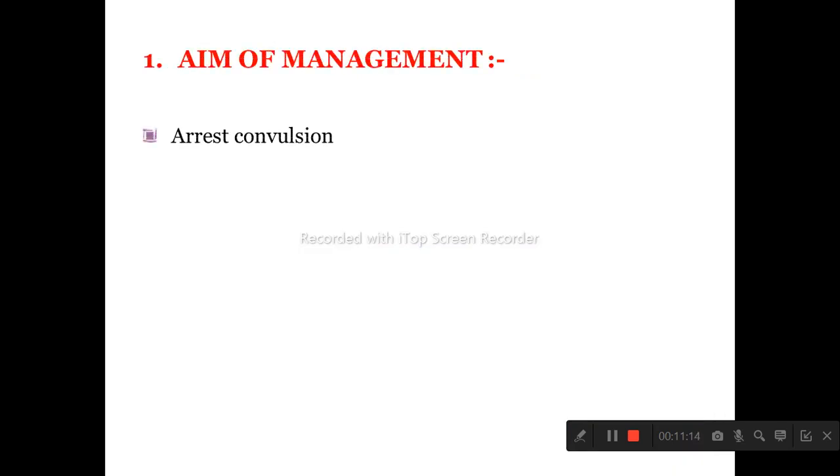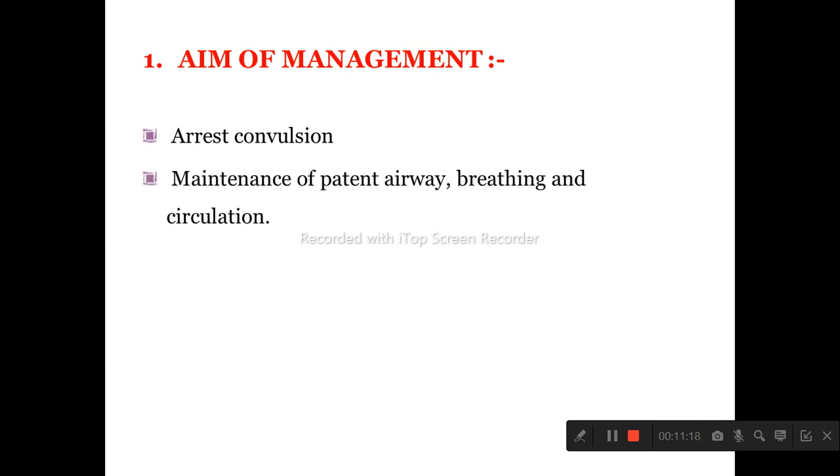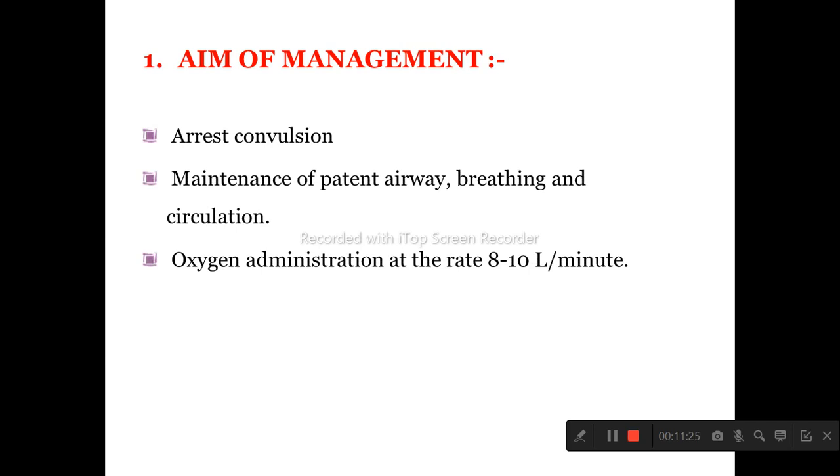The aim of management is to arrest convulsion. So arresting convulsion is the aim of management. Then second is maintenance of patent airway, breathing and circulation. Then next is oxygen administration at 8 to 10 liters per minute. Then terminate pregnancy. If the mother has already completed 36 weeks of pregnancy, delivery is safe. If the mother has not completed it, then we have to wait 24 to 36 hours for dexamethasone therapy for lung maturity. Then next is ventilatory support if needed for the mother in severe conditions.